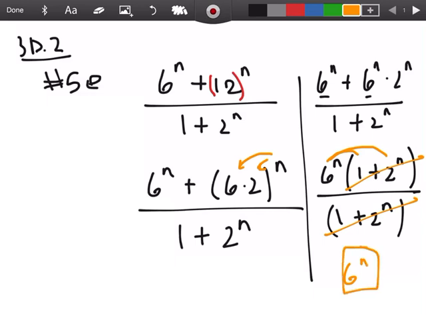And I'm going to guess 5f and 5g are going to be a little bit similar, but I'll do that next. Let me upload this one first.